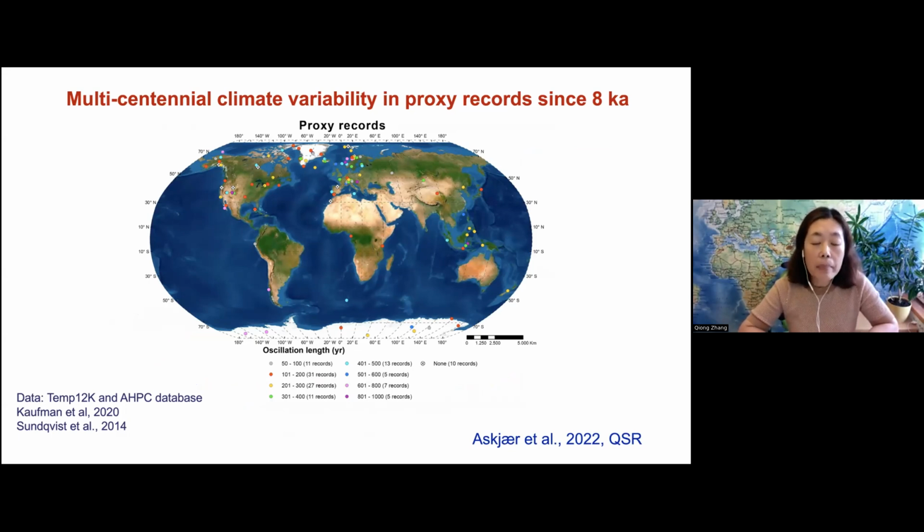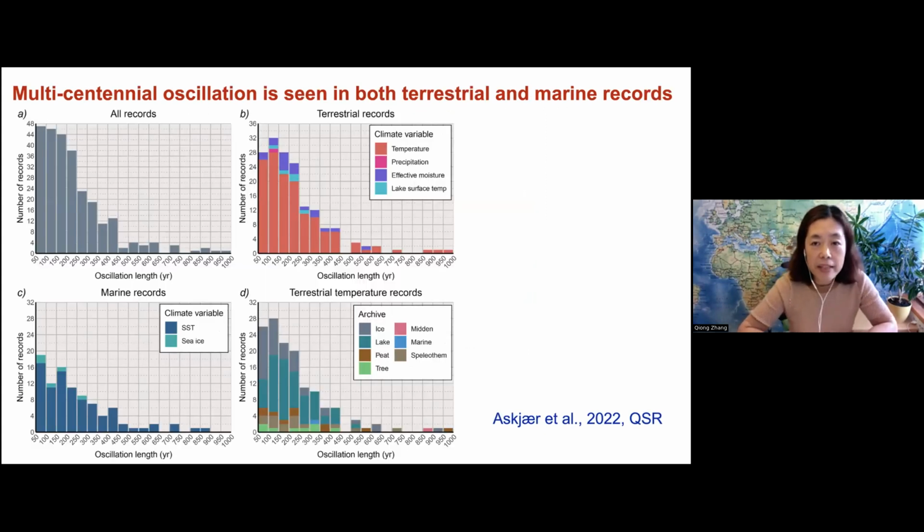Based on these two databases, we screened 120 records all over the globe, and you could see that most data are abundant in the Northern Hemisphere, not that many in the Southern Ocean, but there's some data in the Antarctic also. So we looked at all this and did the spectral analysis, and we tried to figure out if we can see this multi-centennial variability in all these proxy data.